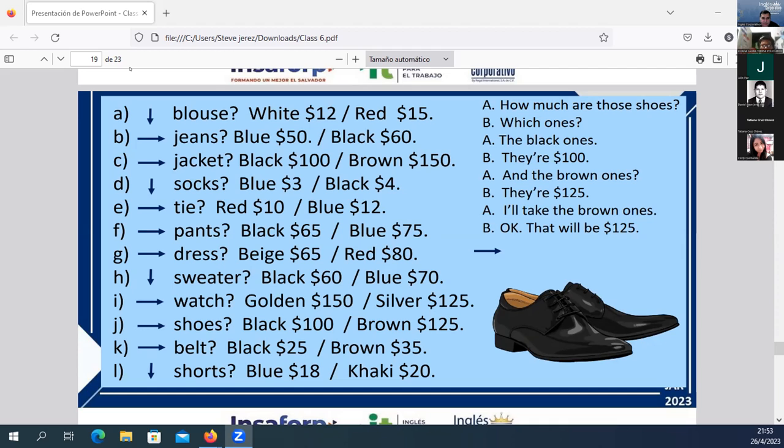For the first one, teacher. How much is this blouse? Which one? The white? The white one. It is $12. And the red one? It is $15. And then the choice, the one you pick. I'll take the white one. What do you say, take? I'll take, me llevo la blanca. I'll take the white one. And you say, that will be $12. I'll take the red one. Oh, that will be $15. Right? We're practicing that. Okay, continue practice. Thanks, teacher. No problem.